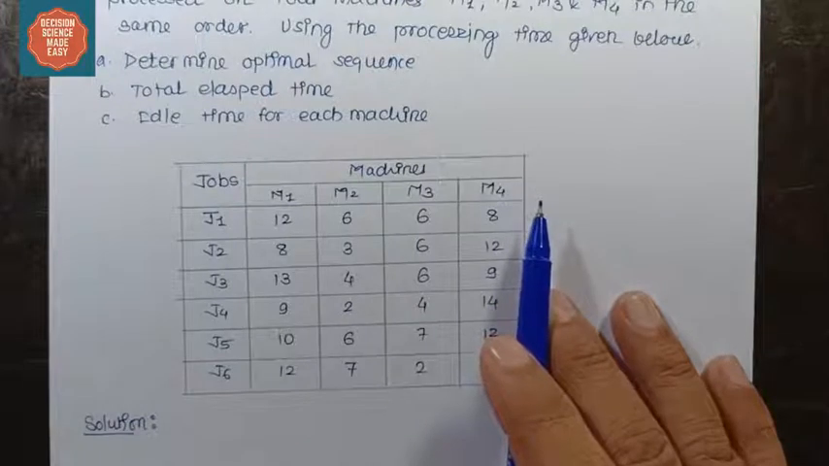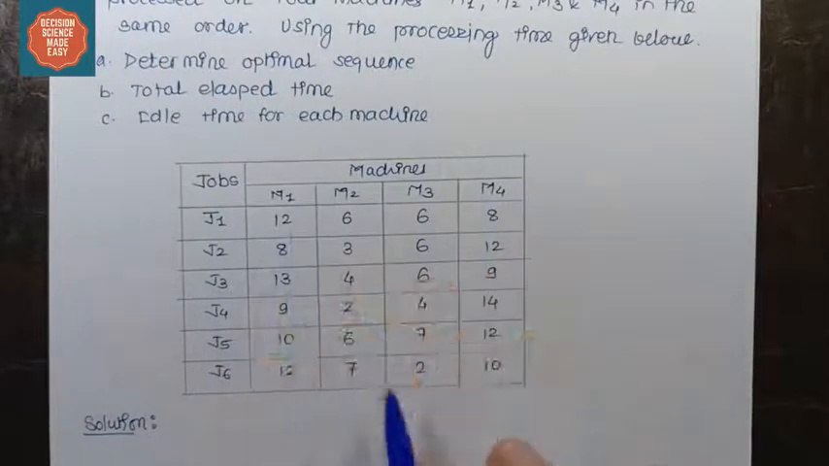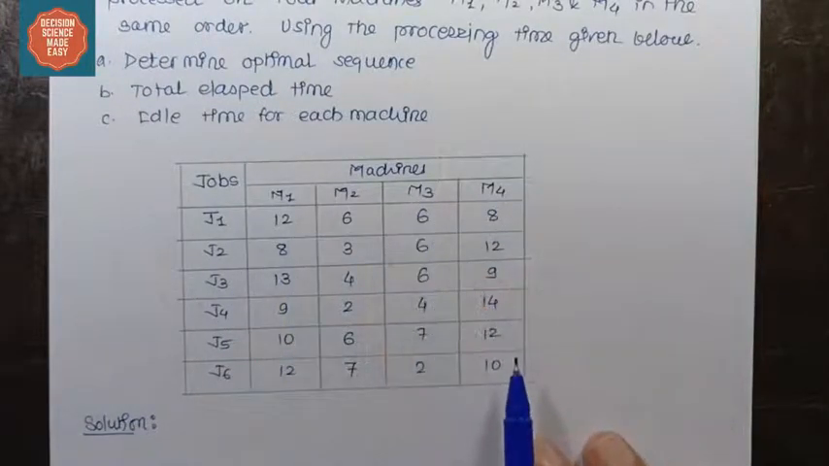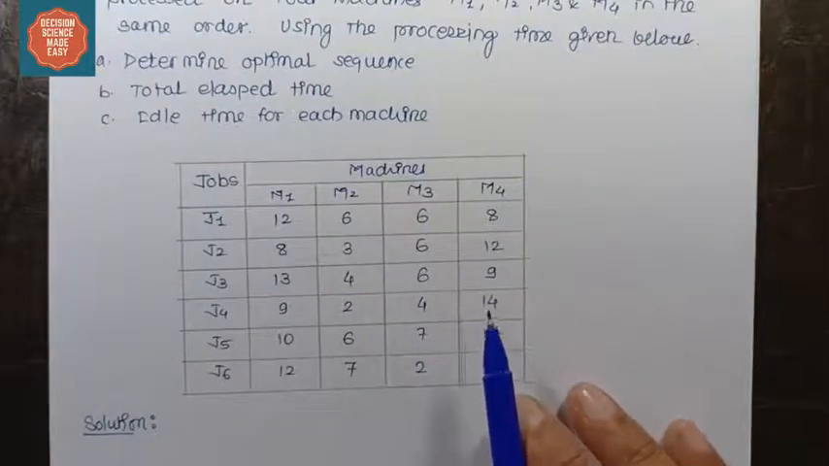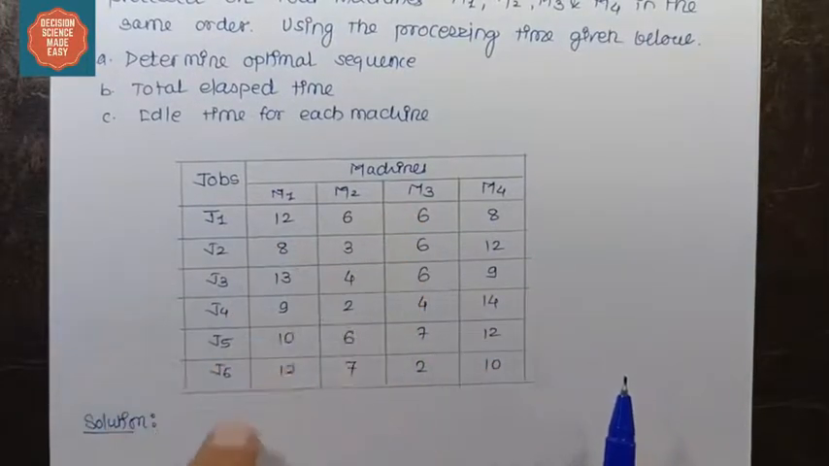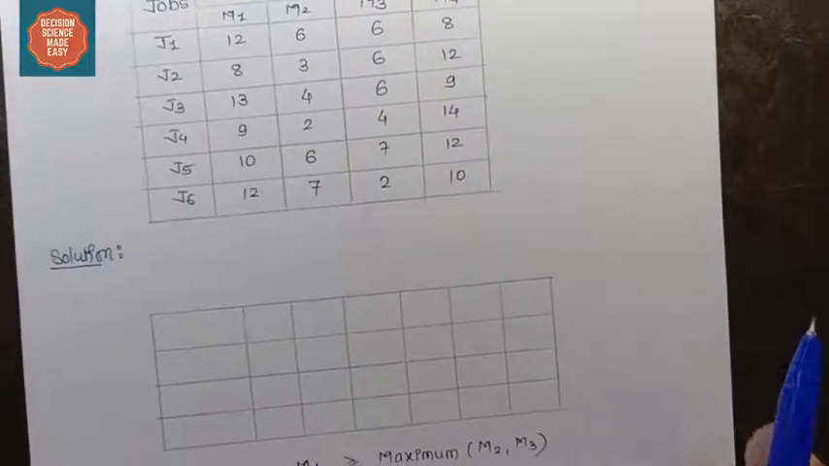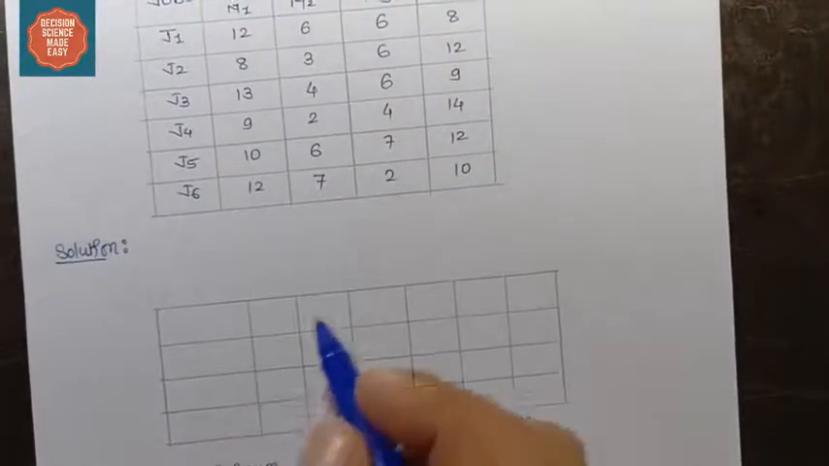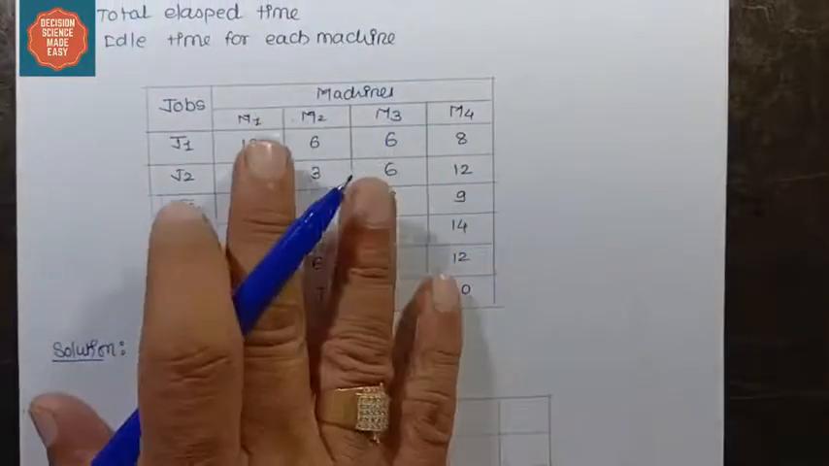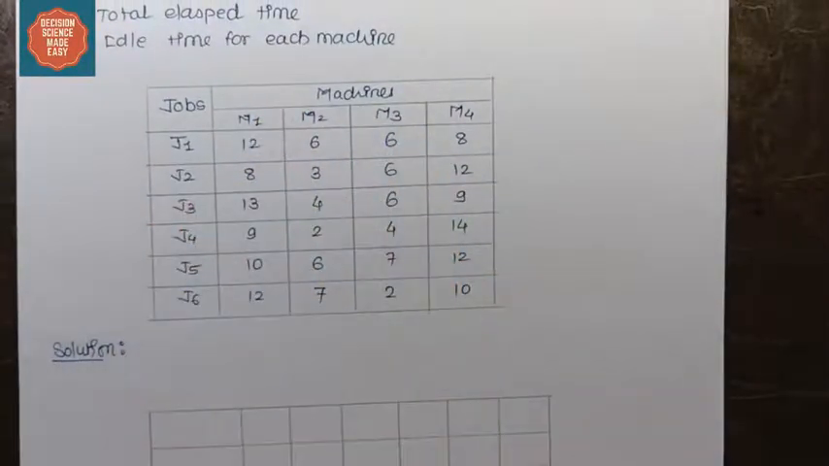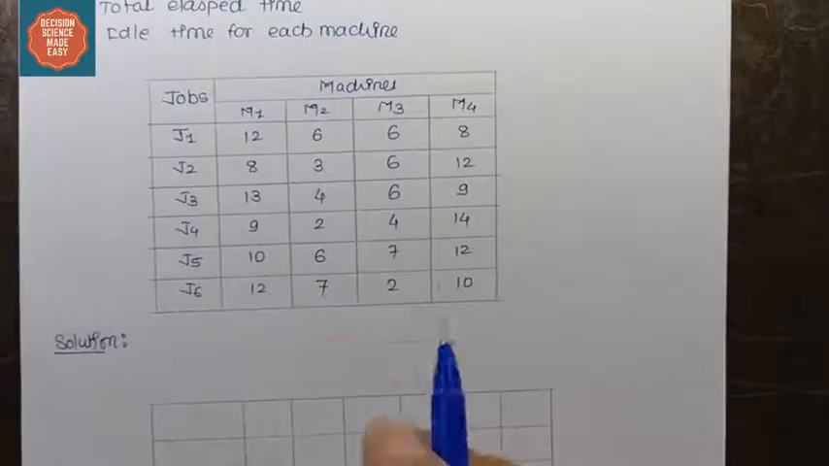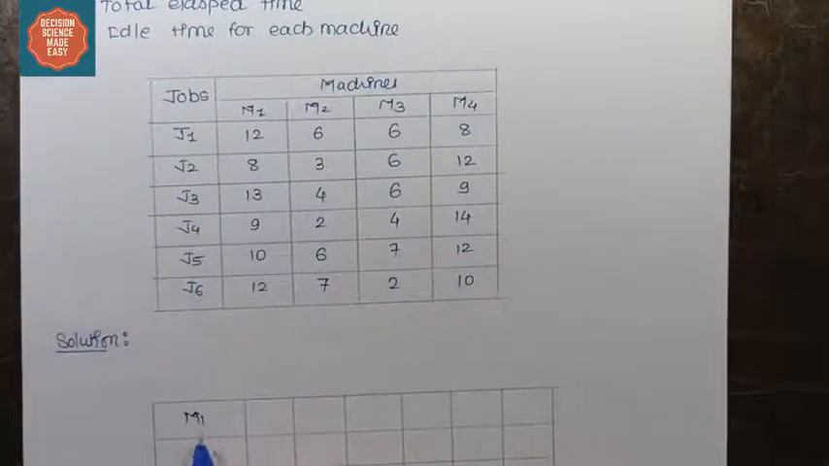Now the very first thing that we need to do is to transpose this matrix. Why? Because we need to allocate the number of machines. So in order to make it very simple to understand and easy to solve, I'm going to transpose this matrix. That means I'm going to convert the rows into columns and columns into rows. So here the machines are M1, M2, M3 and M4.